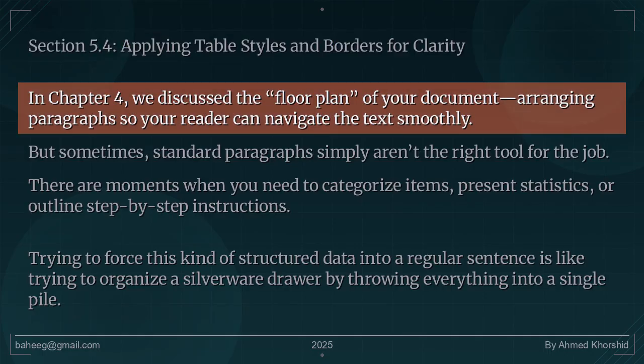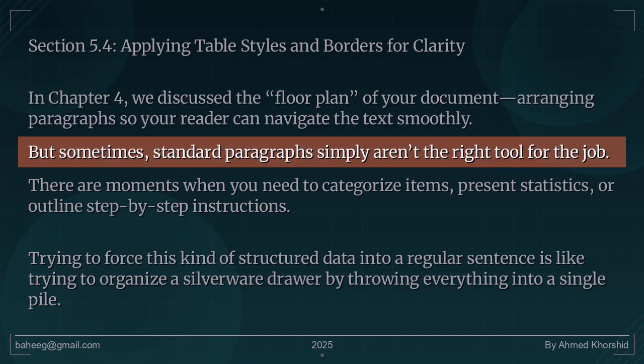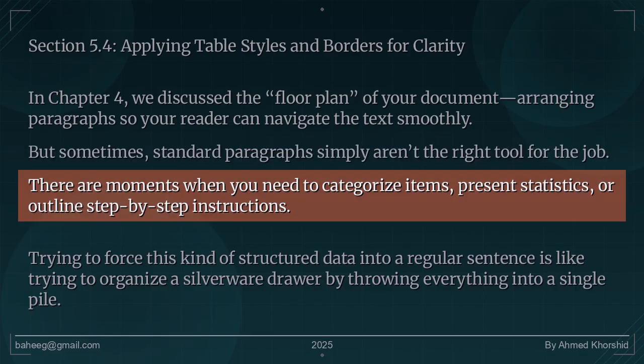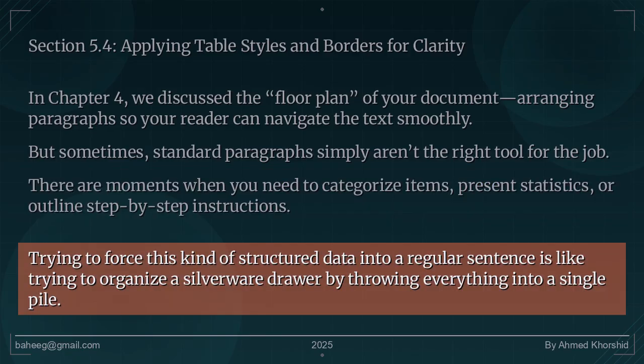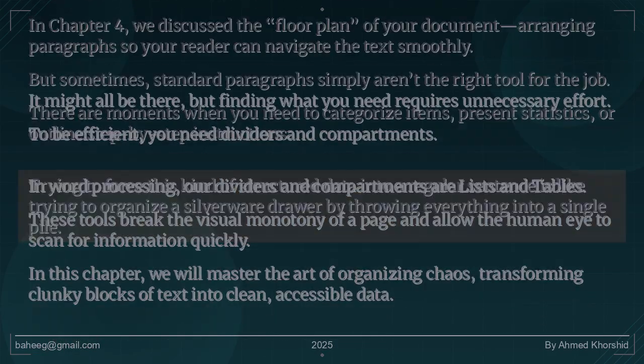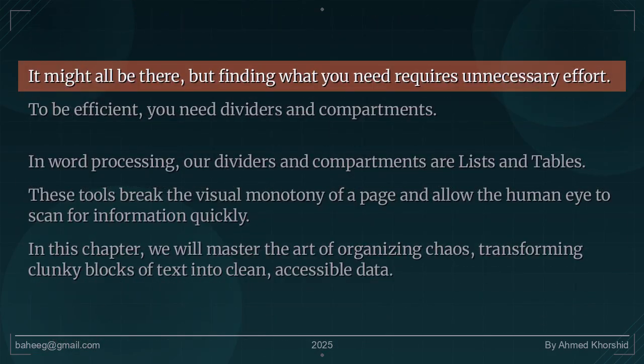In Chapter 4, we discussed the floor plan of your document, arranging paragraphs so your reader can navigate the text smoothly. But sometimes, standard paragraphs simply aren't the right tool for the job. There are moments when you need to categorize items, present statistics, or outline step-by-step instructions. Trying to force this kind of structured data into a regular sentence is like trying to organize a silverware drawer by throwing everything into a single pile. It might all be there, but finding what you need requires unnecessary effort.